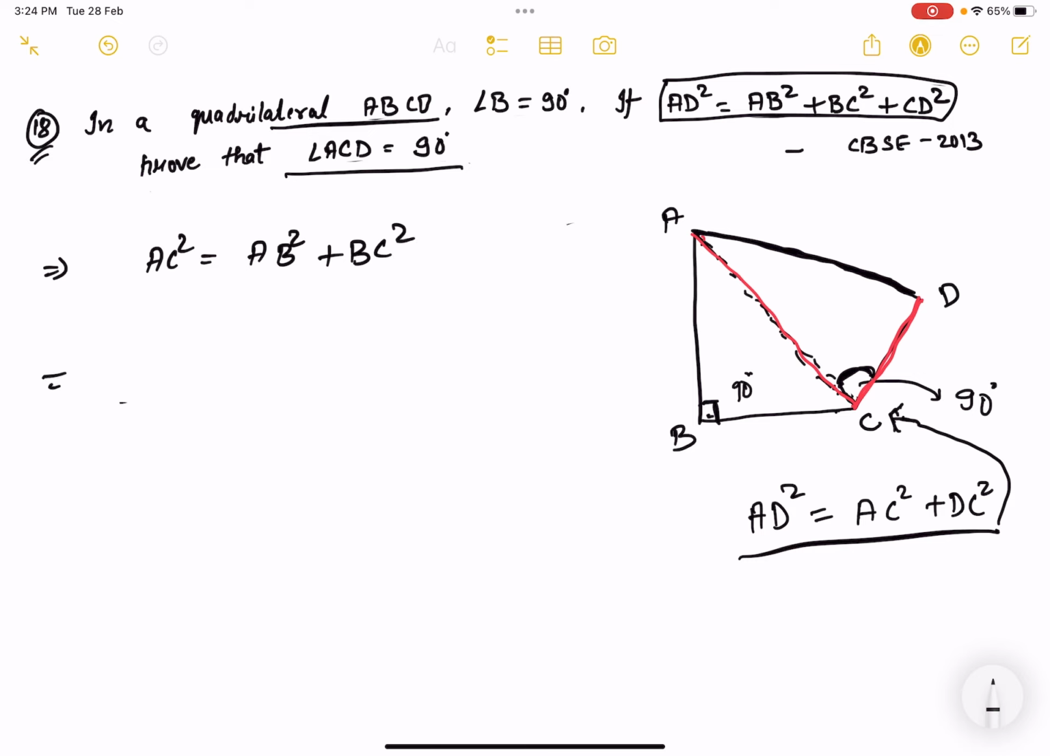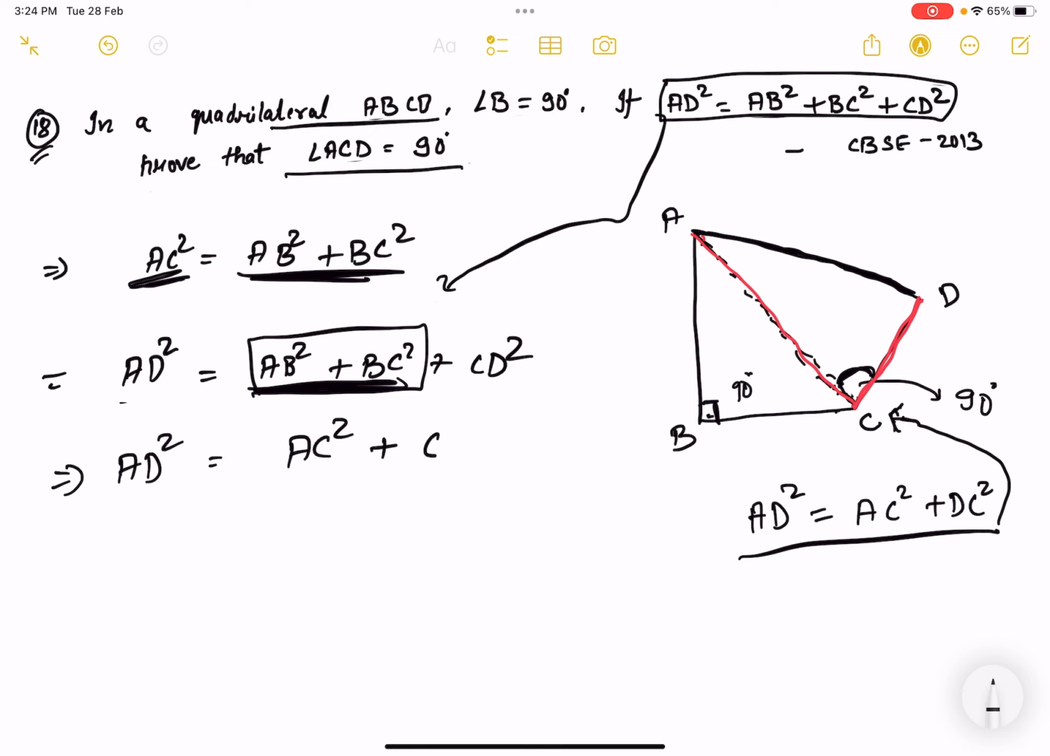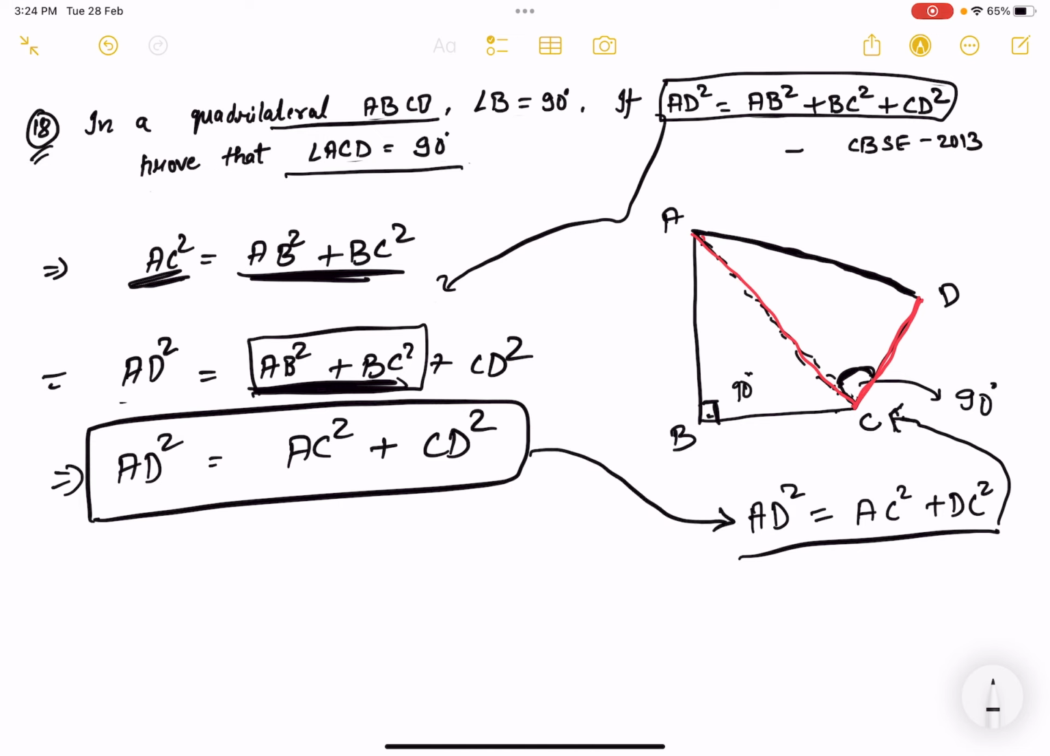And again, we are given this expression in which we have AD square is equal to AB square plus BC square plus CD square. And again, this term AB square plus BC square we can replace with AC square. So let's do this. AD square is equal to AC square plus CD square. So hence we have proved this by Pythagoras theorem, and hence angle C is 90 degrees.